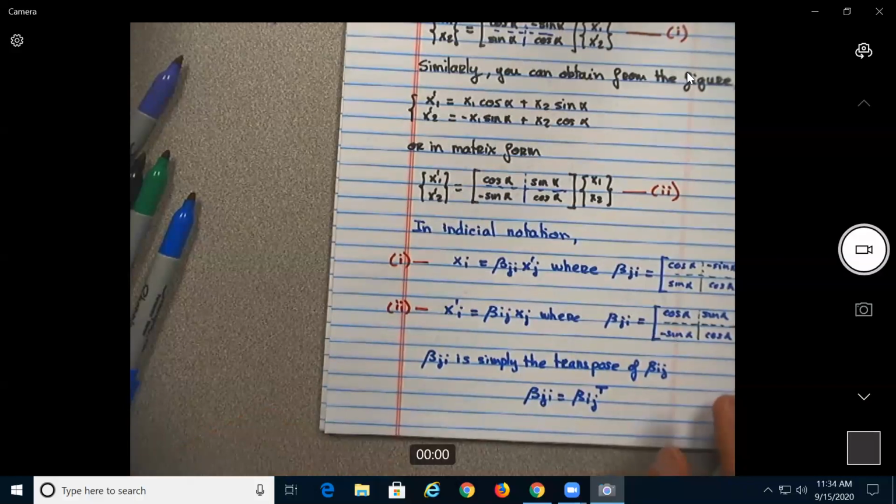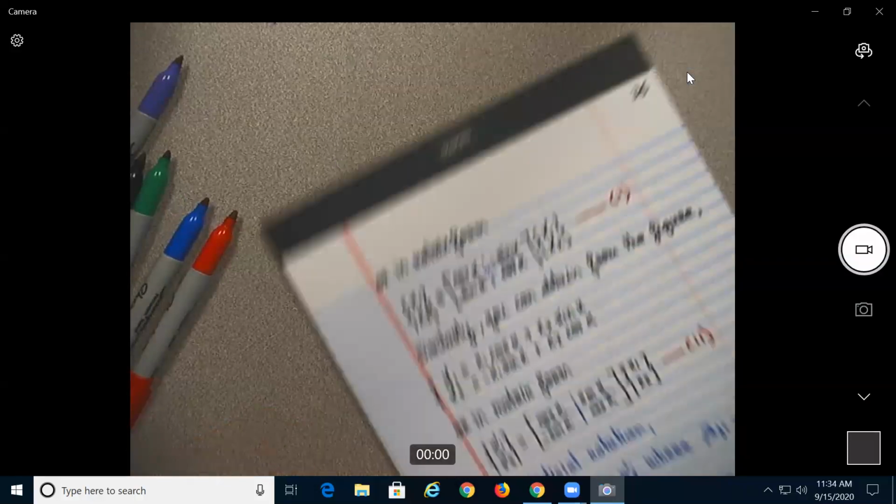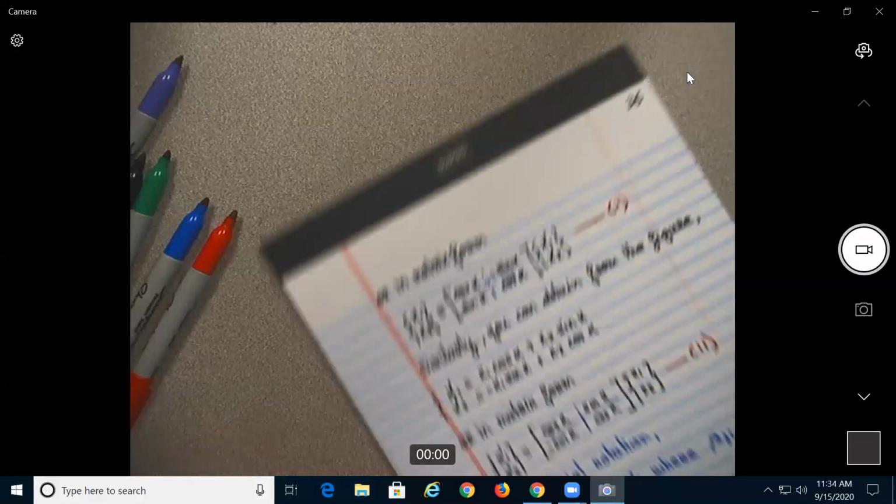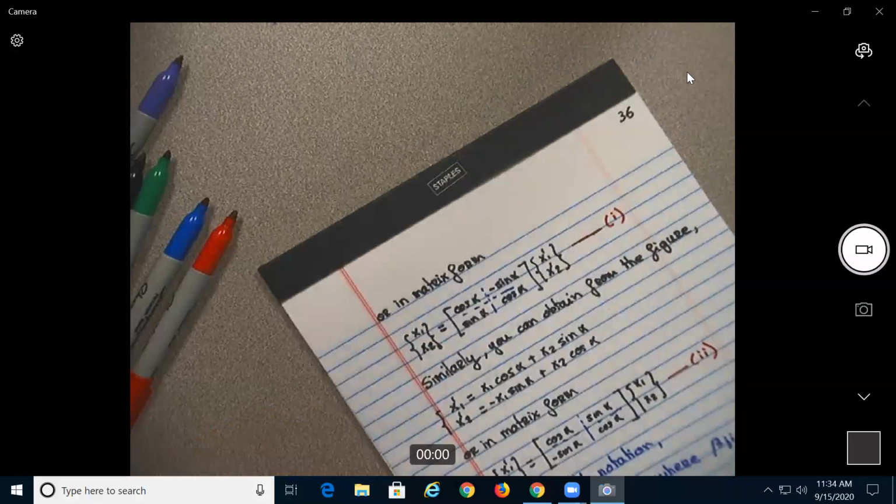All right, but for this specific case, there is something unique that we're going to do next: the transpose, in this case because it's cosine and sine, is actually equal to the inverse, all right? So let's prove that.